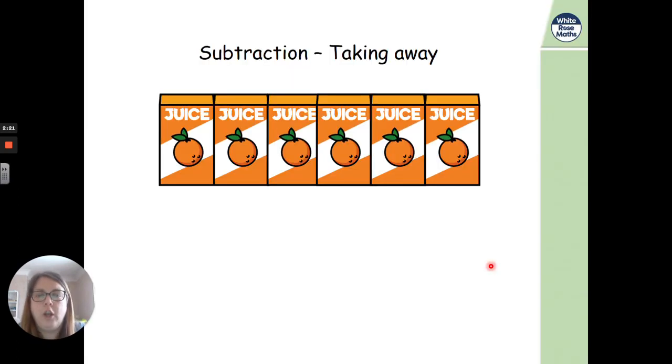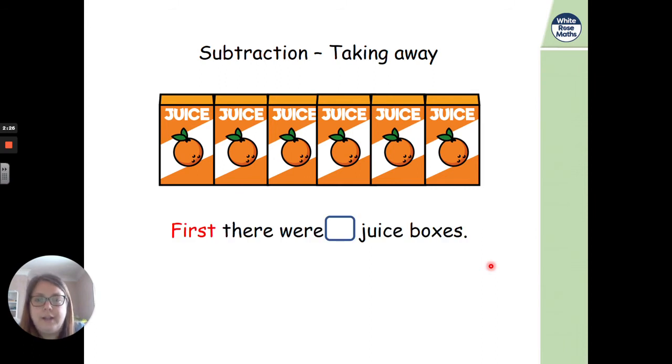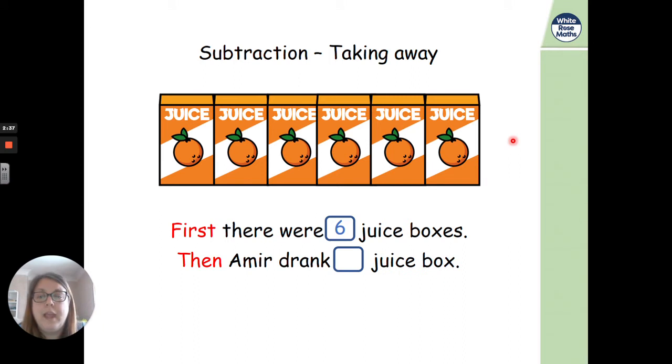Right, let's learn all about subtraction. So here we have our juice boxes. And first, there were how many juice boxes? Let's count them. 1, 2, 3, 4, 5, 6. First, there were 6 juice boxes. Then Amir drank 1 juice box. So we're going to put a line through it.